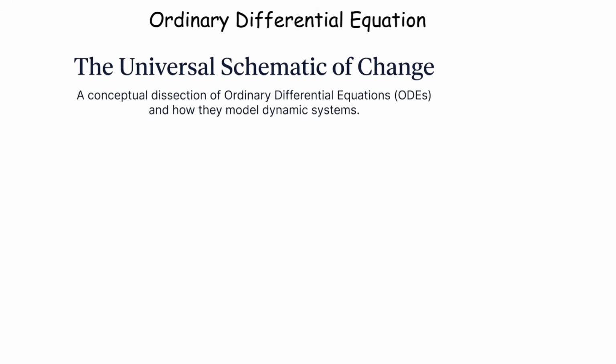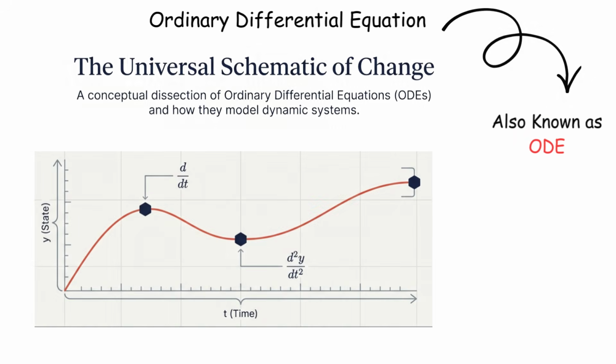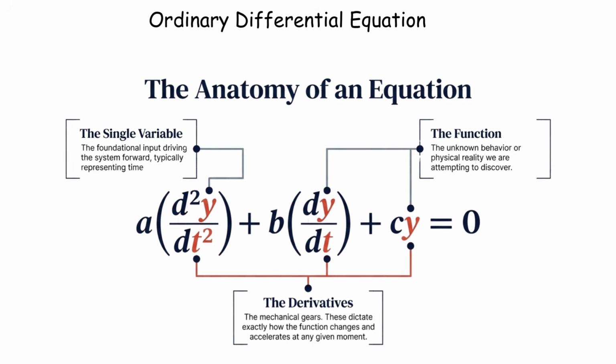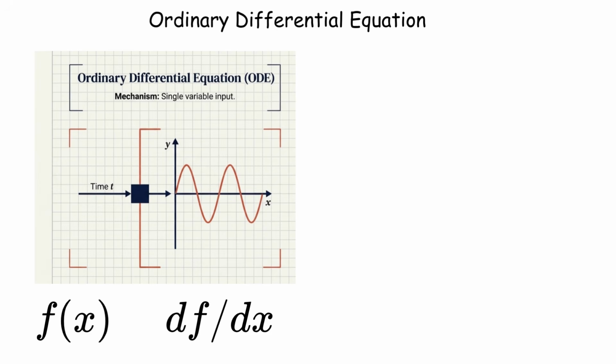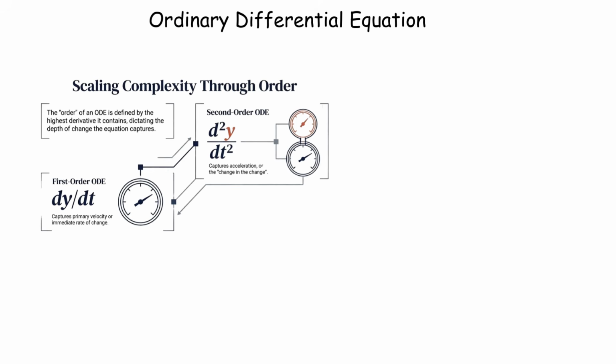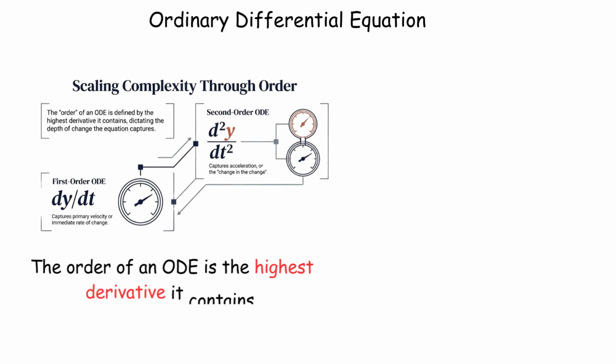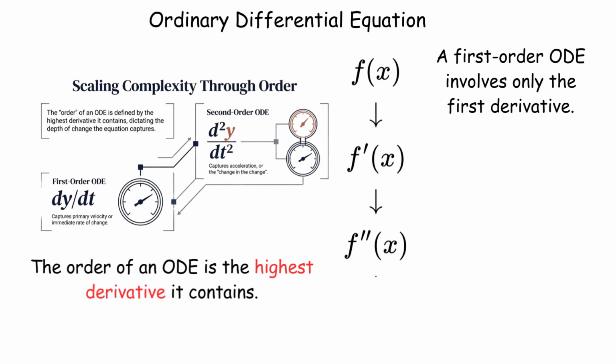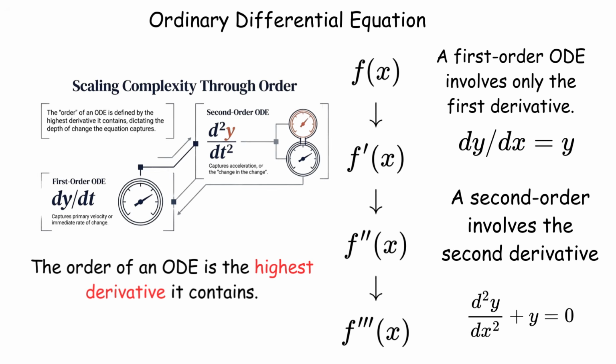An ordinary differential equation, or ODE, involves a function of a single variable and its derivatives. The word ordinary distinguishes it from partial differential equations, which involve multiple variables. The order of an ODE is the highest derivative it contains. A first-order ODE involves only the first derivative. A second order involves the second derivative, and so on.